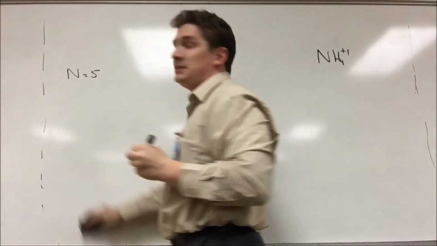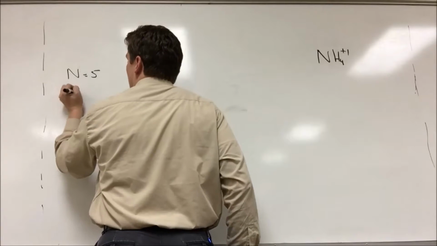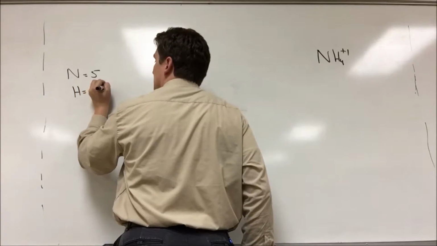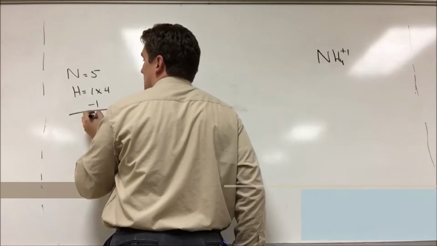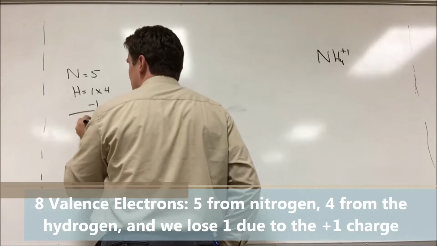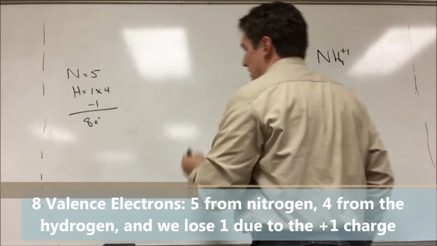Nitrogen once again gives us 5 electrons. We have 4 hydrogens with 1 each. But we have a +1 charge, so we need to subtract off that charge. And this will give us a total of 8 electrons.